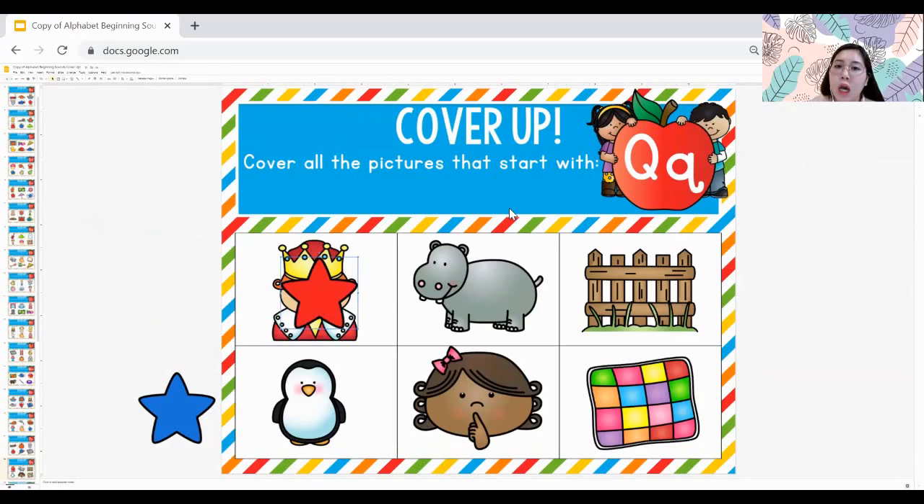Hippo, that's letter H. And then this one, this is a fence. So that's letter F. And then this is a penguin. That's letter P. This one, that's quiet. Quiet begins with the letter Q also. And the last one that we have is a quilt.